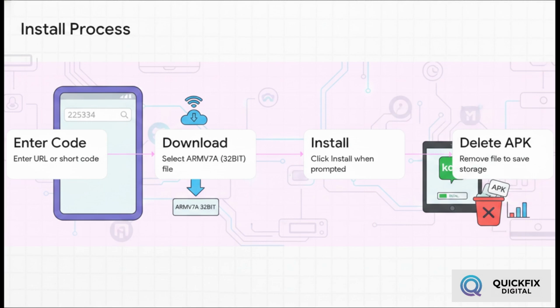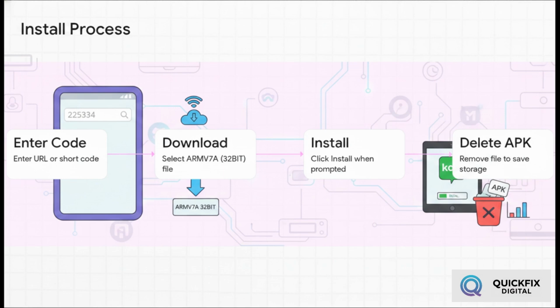Second, you select the specific file optimized for your hardware's processor, like the ARM v7A 32-bit version. Downloader then initiates the download, pulling the file straight onto your device. Third, once that download finishes, Downloader automatically prompts your system to install the app. You just click Install. Easy enough, right?